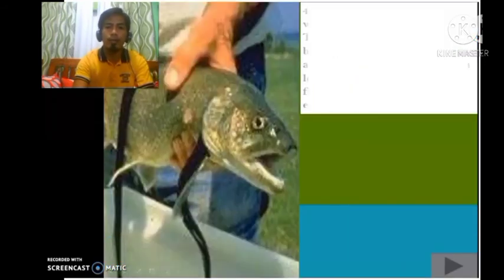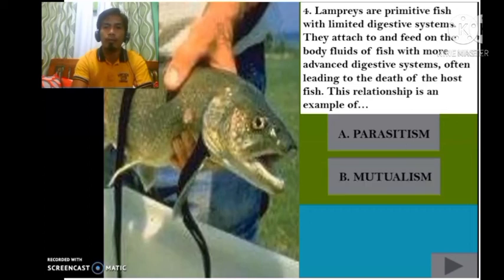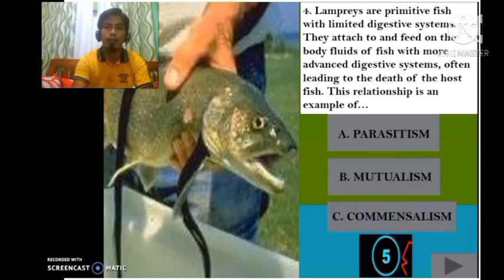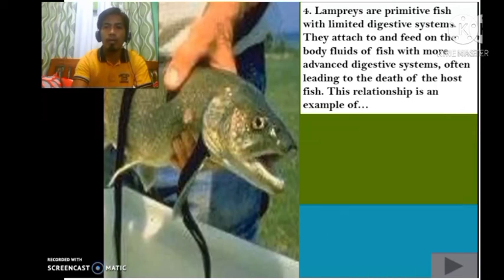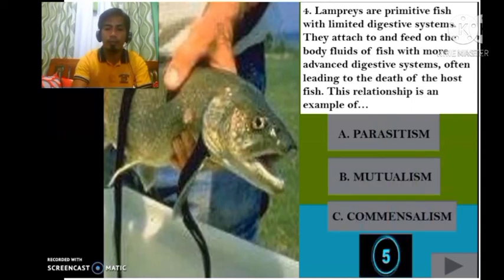Let us proceed. Number 4. Lampreys are primitive fish with limited digestive system. They attach to and feed on the body fluids of fish with more advanced digestive system, often leading to the death of host fish. This relationship is an example of A, parasitism, B, mutualism, or C, commensalism.